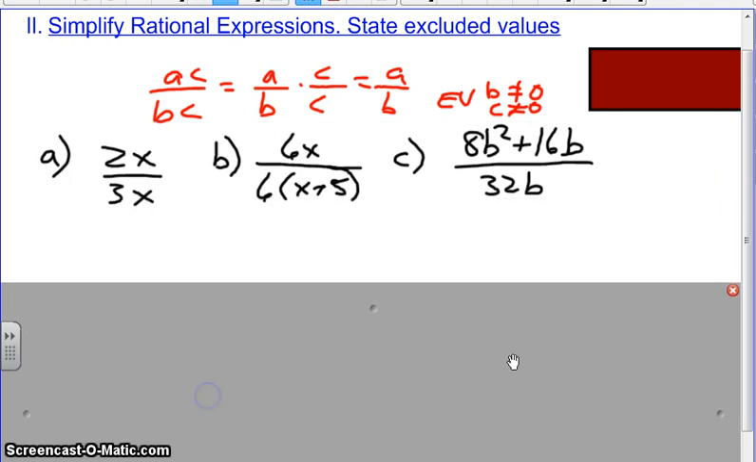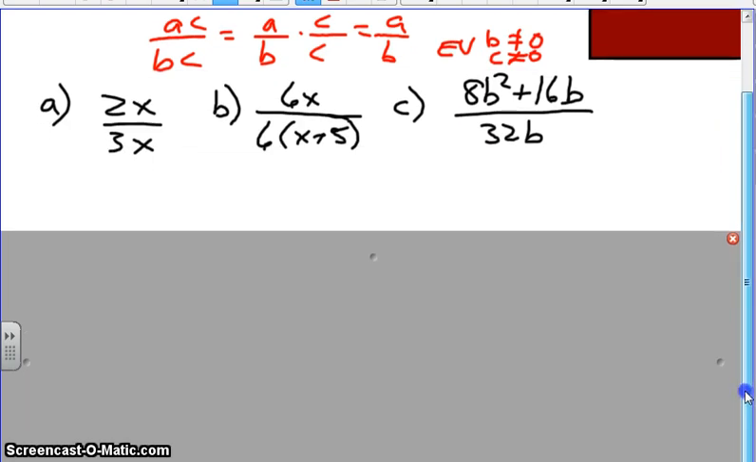Okay? So here we're going to simplify some polynomials, but we also are asked to state the excluded value, or values. So in A, simplified, Jack, what would that be? 2/3. So we all agree that is simplified form. But what is the excluded value here? What may you not input for x? 0, because it shows up in the denominator of the original expression. Okay?